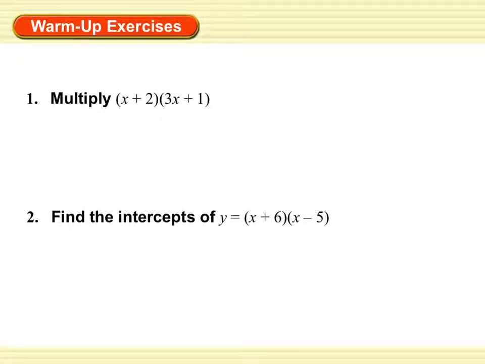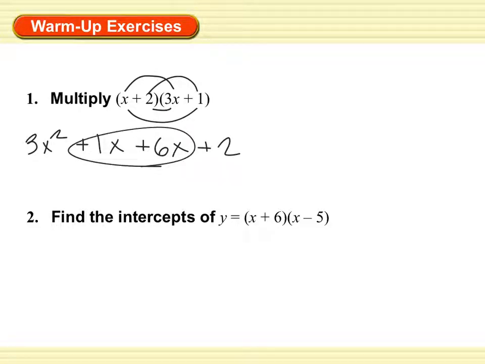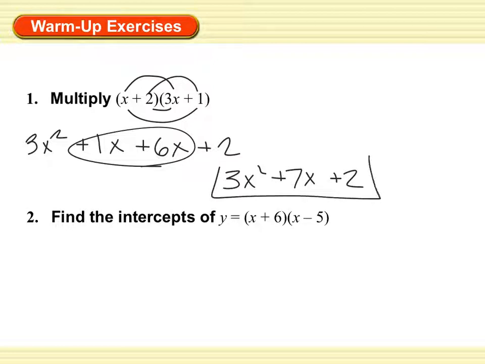Hey, we are working on Chapter 2, Section 8, Analyze Graphs of Polynomial Functions. Our warm-up, we're going to multiply this, which means I'm going to FOIL. Remember, FOIL is first, outer, inner, and last. And then we collect the like terms in the middle, and we get 3x squared plus 7x plus 2.